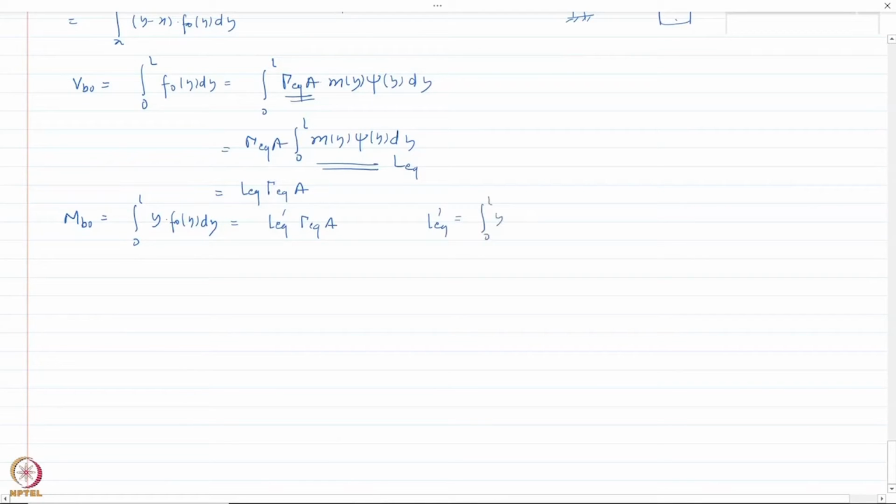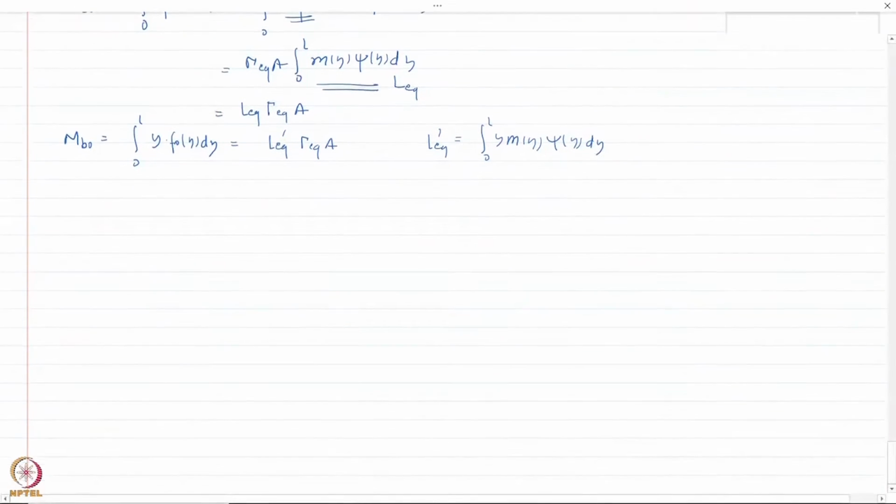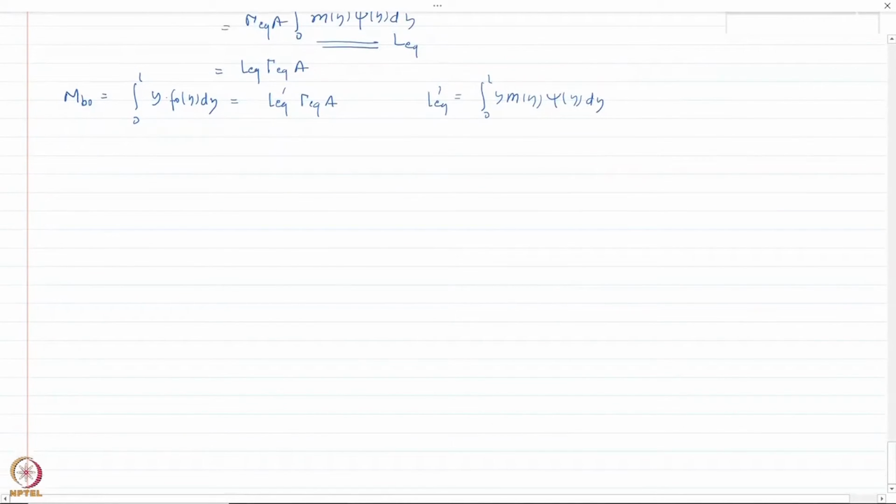the integral from 0 to L of y times m(y) times phi(y) dy, or you can write it in terms of x. It doesn't actually matter. So these expressions can be utilized to find out the base shear and base moment for any continuous system. Okay, now remember that till now we have considered basically the ground shaking, and we have derived the equation of motion for ground shaking.